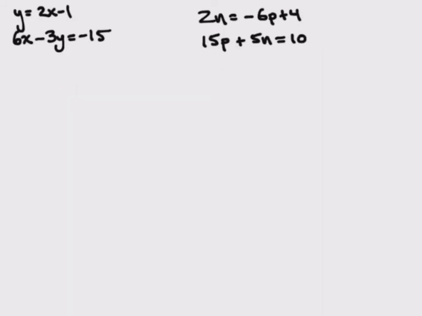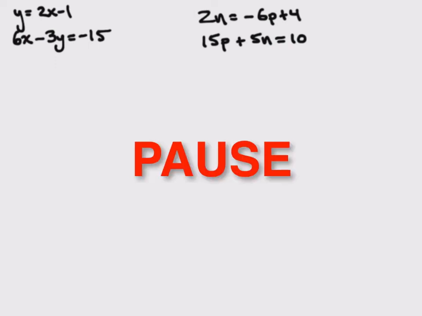All right, two last examples. Now I'll be honest with you, when we try to solve these by substitution, some funny stuff's going to start happening. But anyway, let's just start with the first system of equations. Please solve the system of equations y equals 2x minus 1 and 6x minus 3y equals negative 15 using substitution. So why don't you pause the video, take care of it, and when you're done, play the video and we'll reconvene.